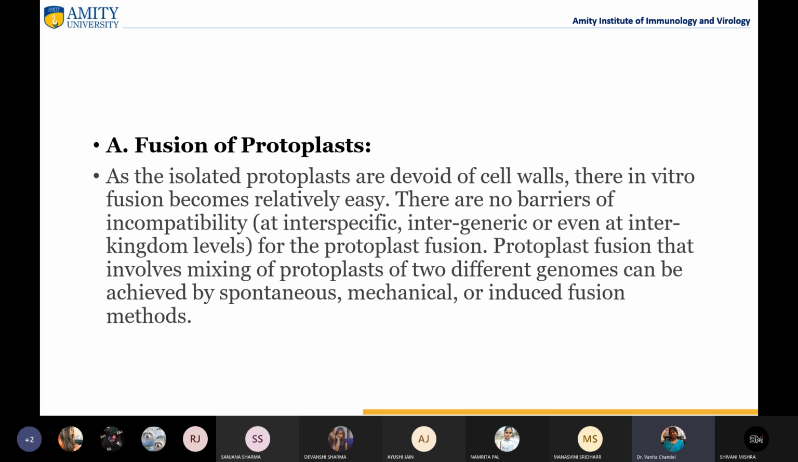We know the protoplasts are the cells which do not have any cell wall. So in vitro fusions become easy by this method. There are no barriers of incompatibility for the protoplast fusion. The protoplast fusion that involves mixing of protoplast of two different genomes can be achieved by spontaneous, mechanical, or induced fusion method. So there is a spontaneous method, there is a mechanical method, or there are certain chemicals which we can use to induce the fusion processes.